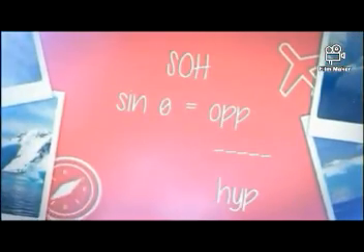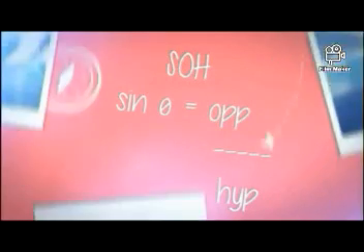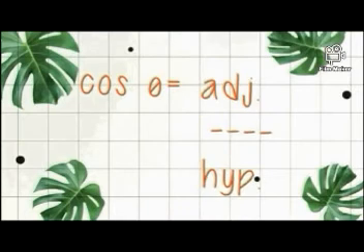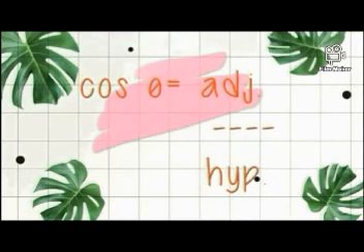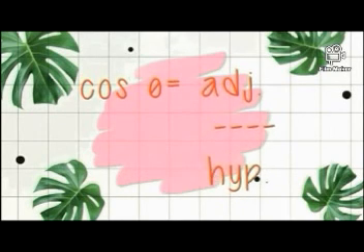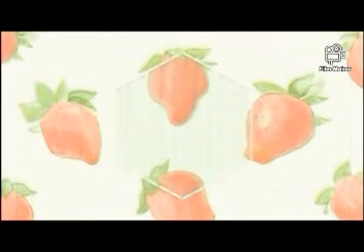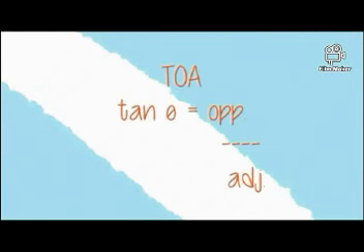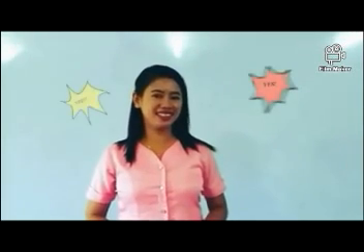Always remember what Sohcahtoa stands for. SOH stands for sine equals opposite divided by hypotenuse. CAH stands for cosine equals adjacent divided by hypotenuse. And TOA stands for tangent equals opposite divided by adjacent. So, are you ready now for our next lesson?